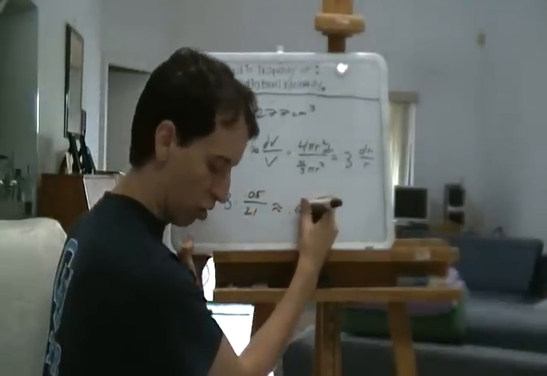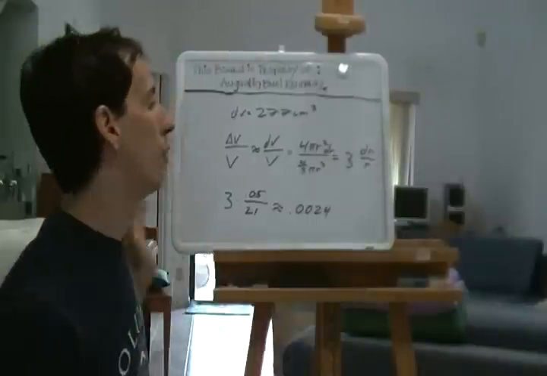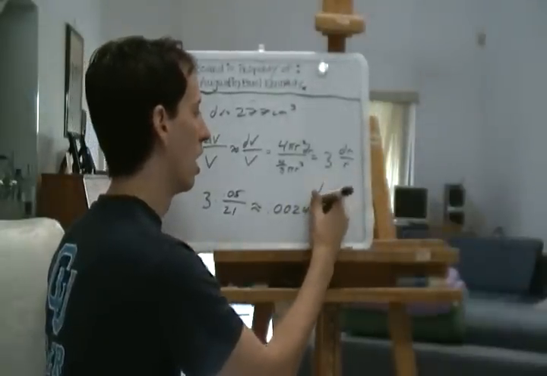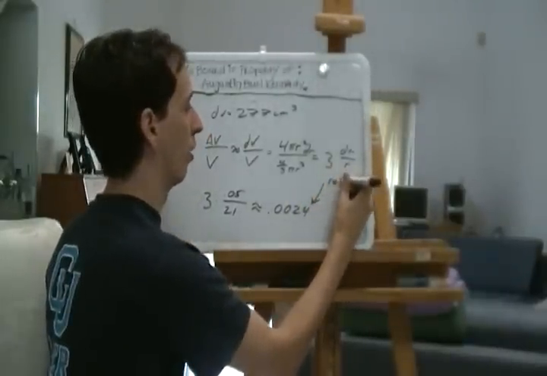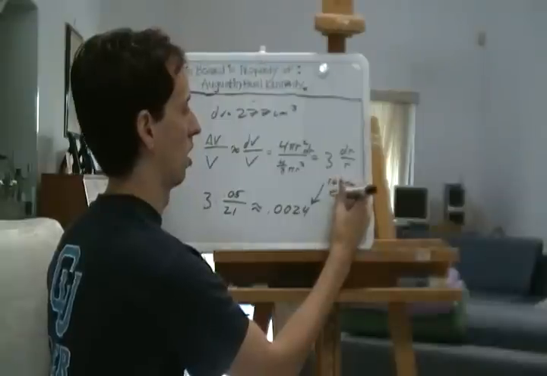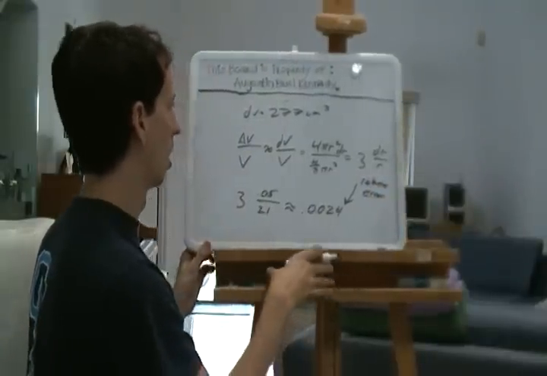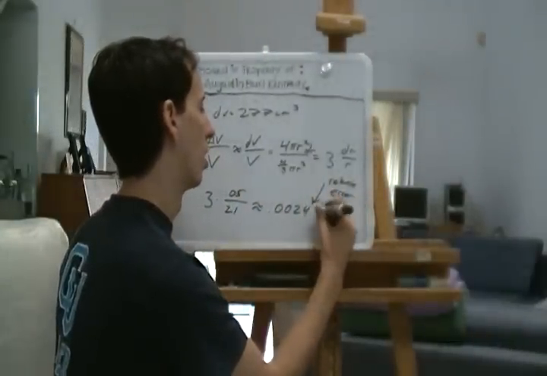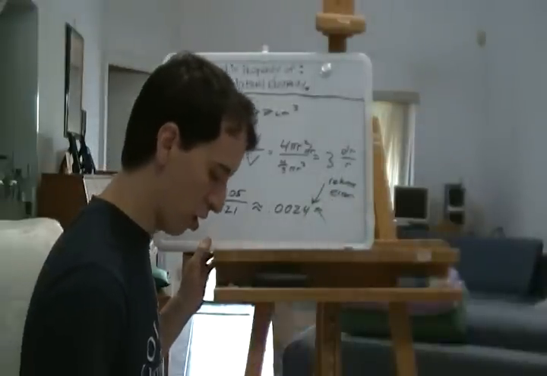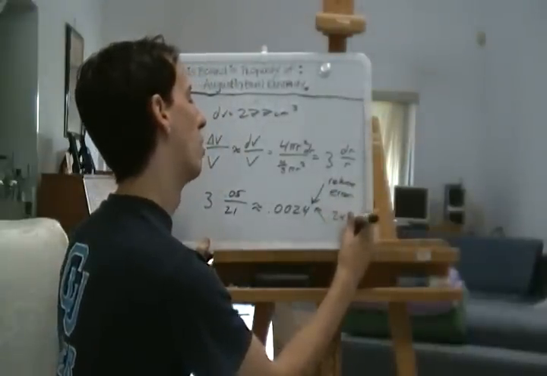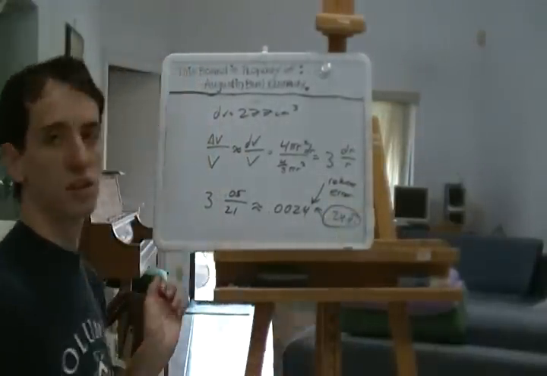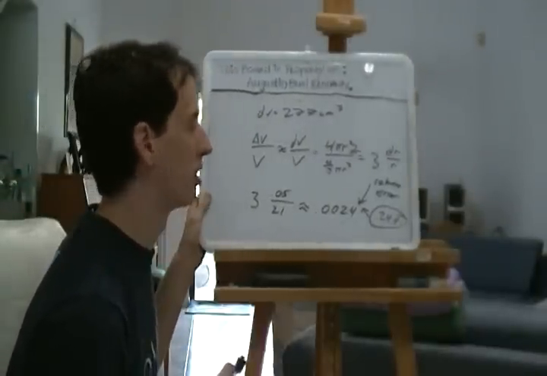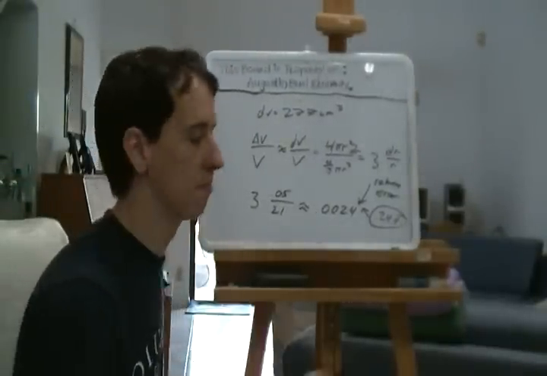That's about 0.0024. That's the relative error. And we can express this as a percentage error by multiplying by 100. The percentage error is just that times 100, or 0.24%. So those are some applications of differentials and linearizations and things like that.